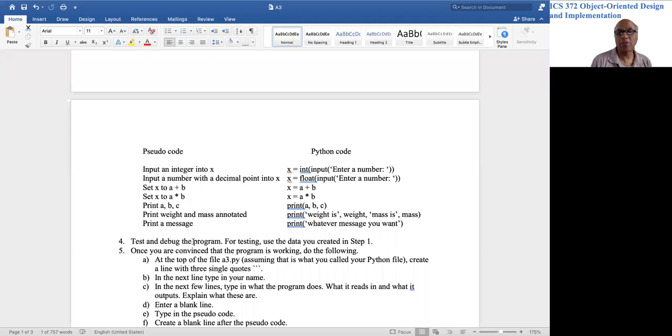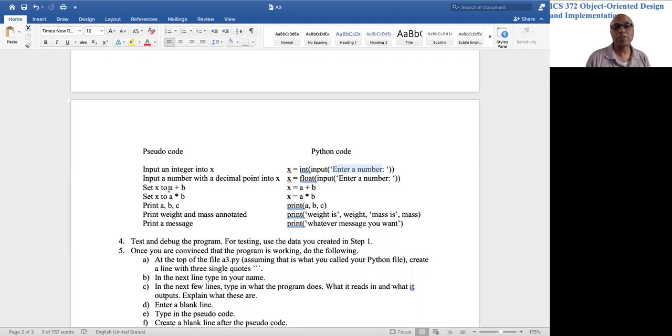These are examples. So if your pseudocode looks like input an integer into X, then your display would be more like enter a number. But if your pseudocode is simply like input an X coordinate into X, then it would be more like enter X coordinate. So this is a description of what you are trying to read in. It is meant for people to communicate. So this would be a display for the user of your program to understand what is to be input.